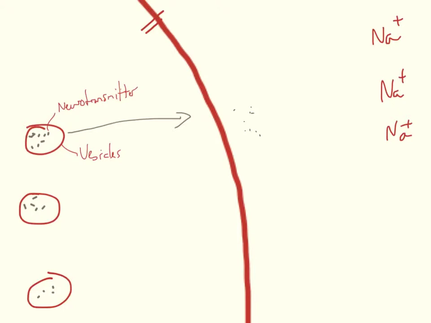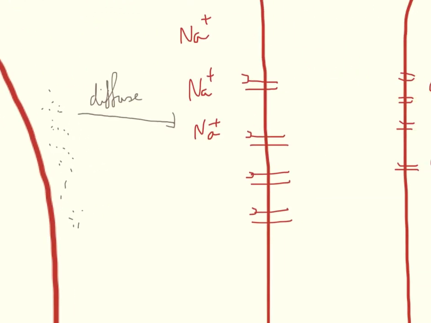So these neurotransmitters will have been released into the synaptic cleft. So we've got lots of these transmitters. Now they will move by diffusion across. So they will diffuse across the gap. As they diffuse across the gap, they will bind to these channels here.